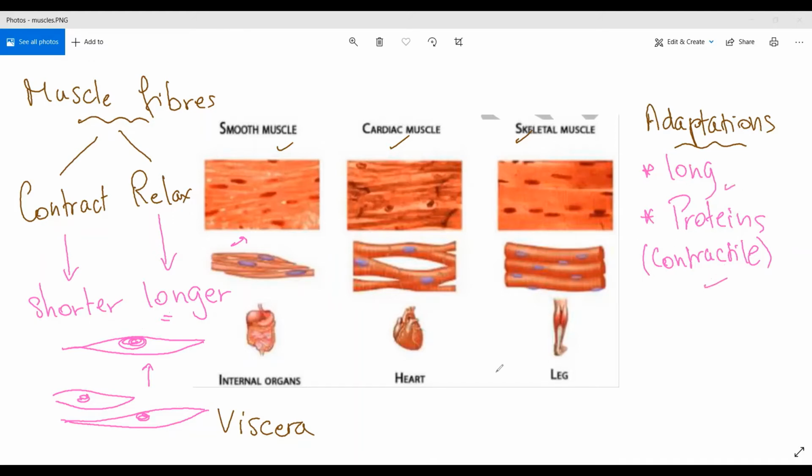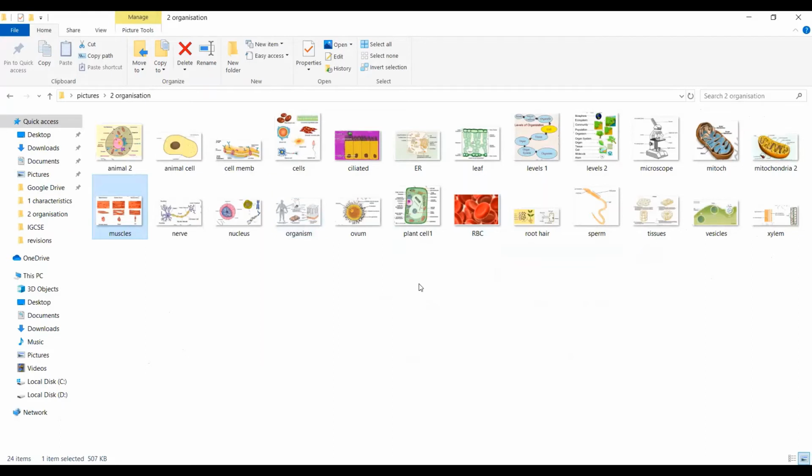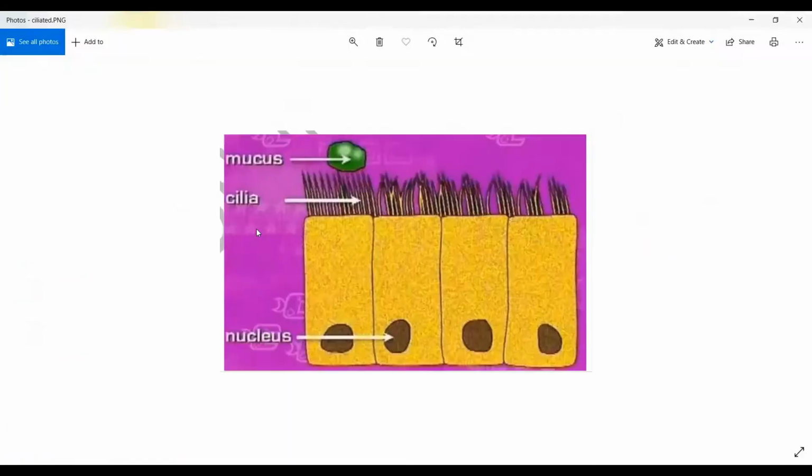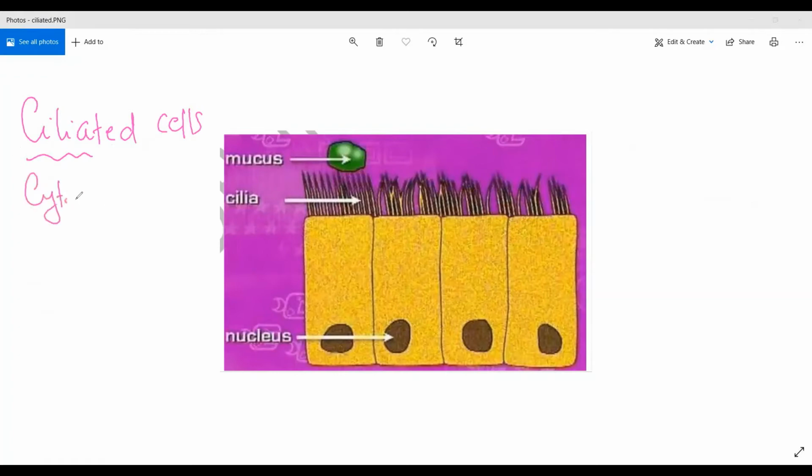Now, let me give you another example for these cells. Here they are. Come on, this is a very silly drawing. I don't have except this now. These are called ciliated cells. It means that the cells will have cilia. Here are the cilia. What are the cilia? Unfortunately, I heard some teachers say that they are hair on the cells. This is not hair. This is a cytoplasmic extension.